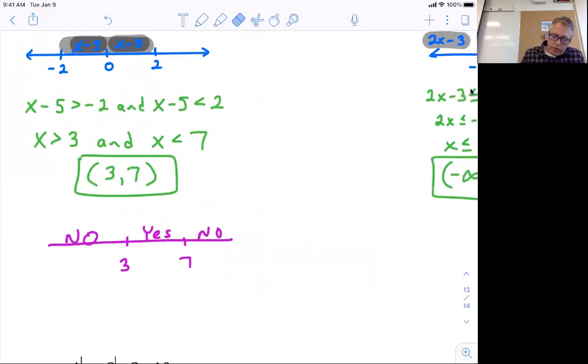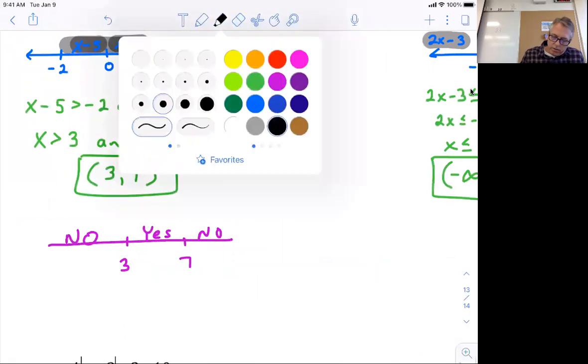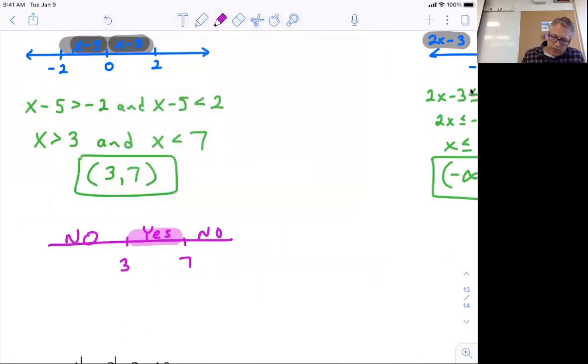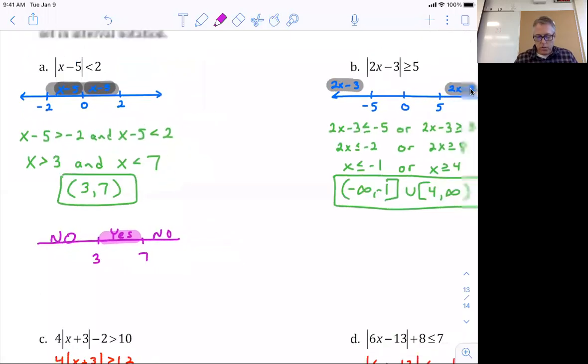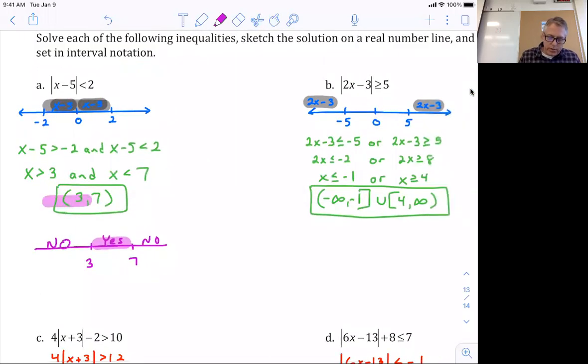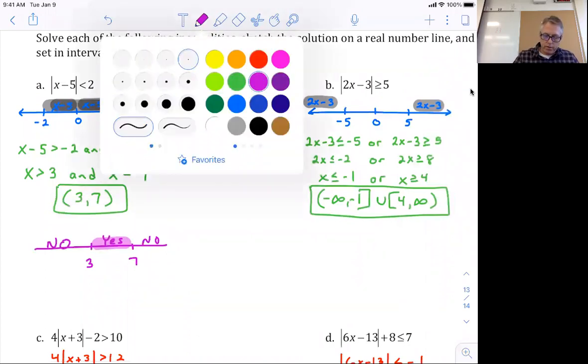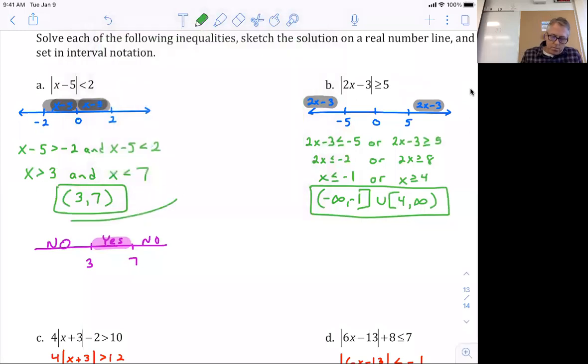And so the only region that worked for us was between 3 and 7, which is what our solution was. So you can also use these boundary points at the end to check and see if you are getting the correct answers. But this is our solution. That is our solution set, or our answers.